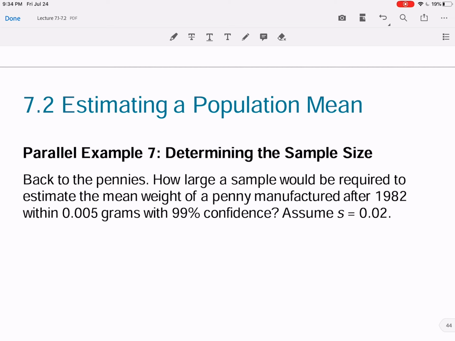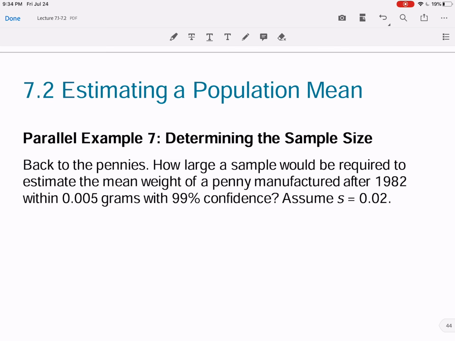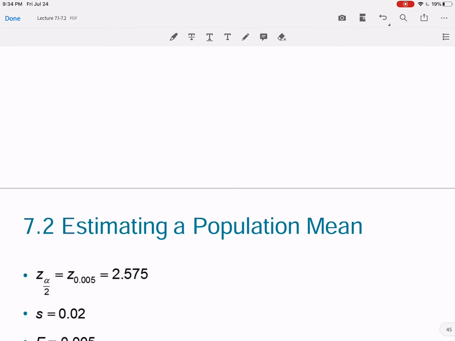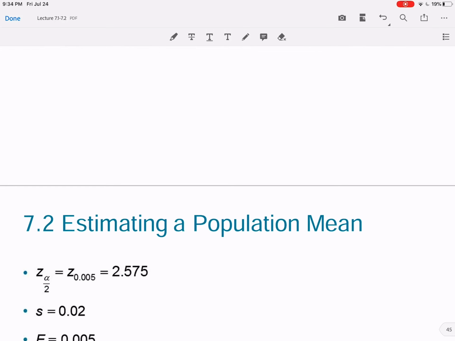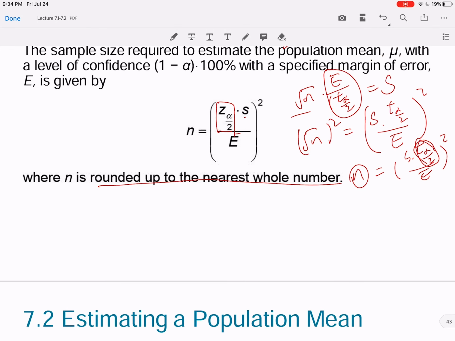Now let's take a look at this example here. Back to the previous example: how large a sample would be required to estimate the mean weight of the penny manufactured after 1982 within 0.005 grams with 99% confidence? Assume the sample standard deviation is 0.02. So we have the margin of error here is 0.005. We know the formula that n is equal to the quantity squared of z sub half alpha times the sample standard deviation over the margin of error.